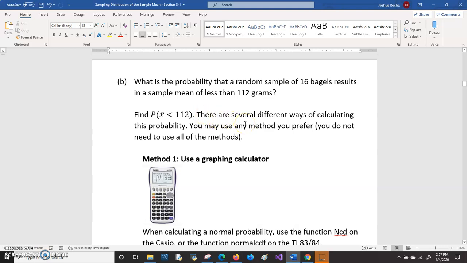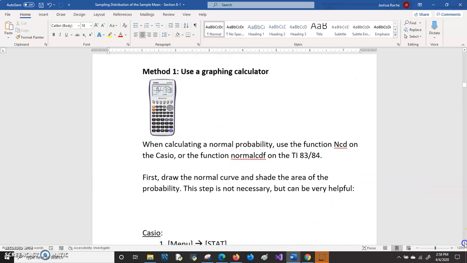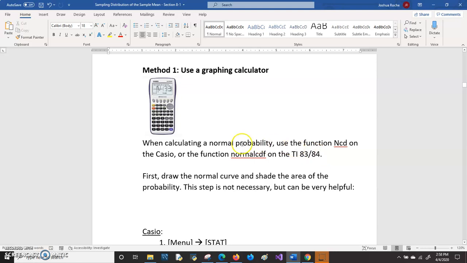And as we go through this, keep in mind that these techniques are all the same as what you did in Chapter 7. This is a normal distribution, so to find probabilities on a normal distribution, you can still use the same calculator methods and the same table methods as in Chapter 7. So one method is to use your graphing calculator. Just like in Chapter 7, you would either use NCD or normal CDF.